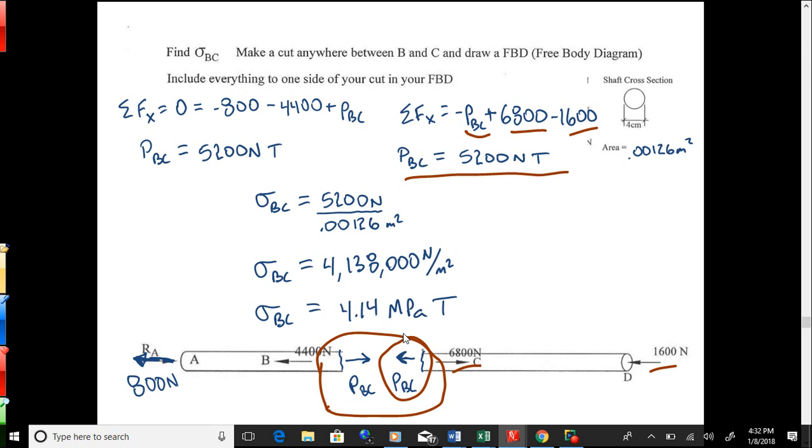Is the P what you use for internal forces? Yeah, for some reason they use P. I'm not quite sure even where that comes from, but it's what they use. All right.